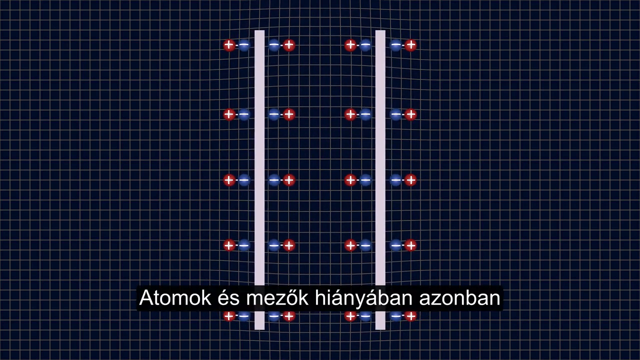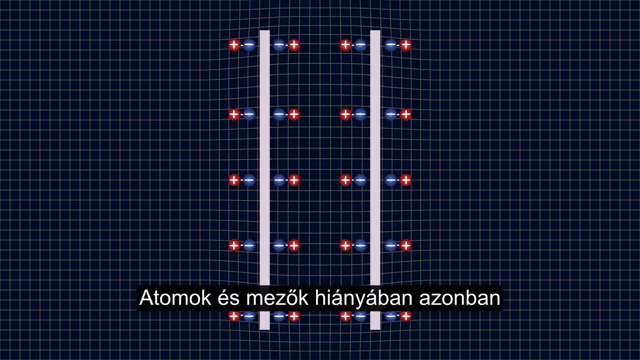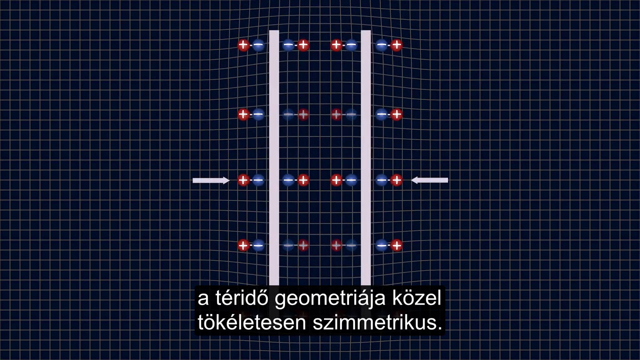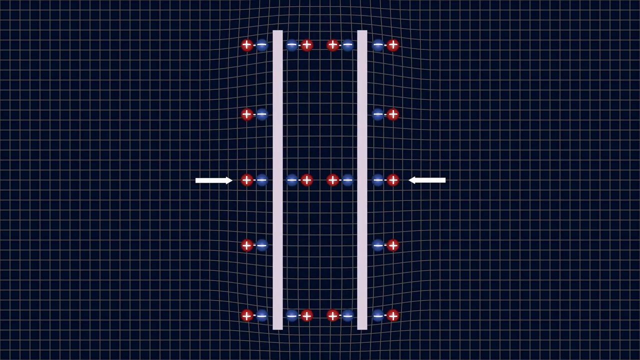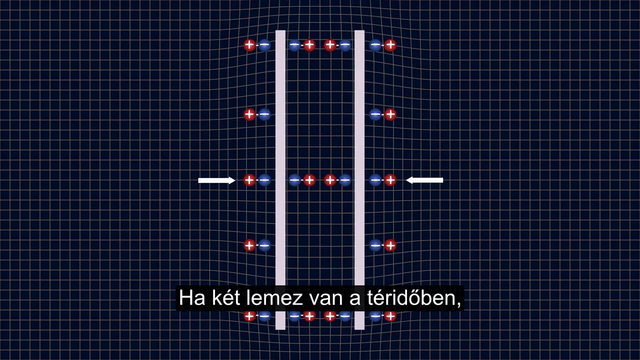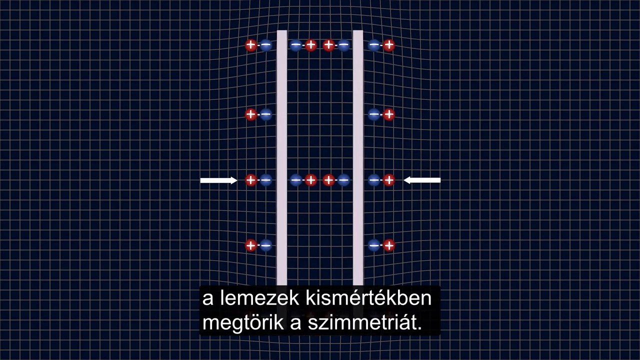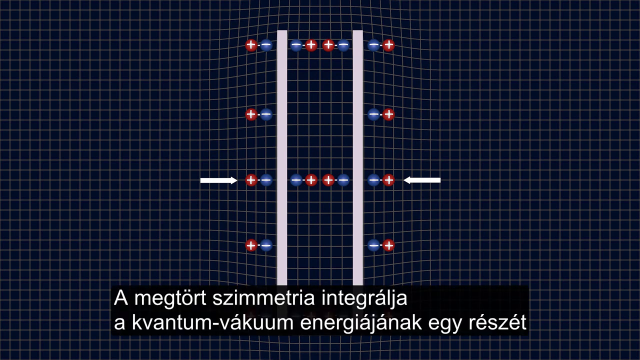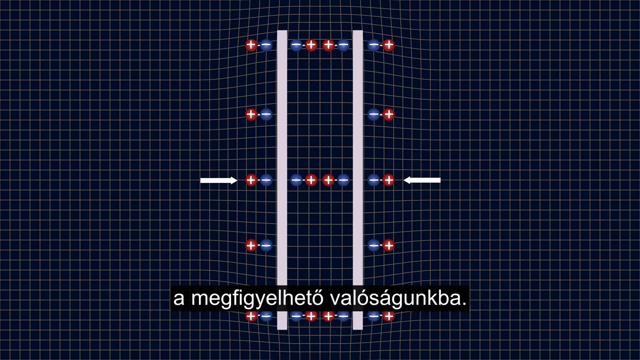In the absence of atoms and fields, the geometry of space-time is nearly perfectly symmetrical. If there are two plates in space-time, the plates will break the symmetry in a small way. The broken symmetry will integrate a part of the energy from the quantum vacuum into our observable reality.